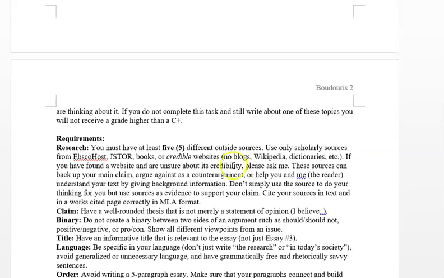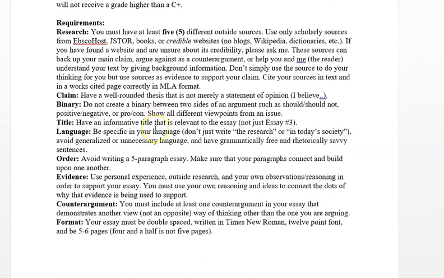Some other requirements here. Make sure you read this whole assignment sheet because I'm not going over this all the way. You have to find at least 5 outside sources. It's a 5 to 6 page paper. You can find more than that, but you have to have at least 5 sources, citing them in text and in your works cited page. If you forget what that means, go back to the PowerPoint I have about MLA format from the very beginning of the semester.